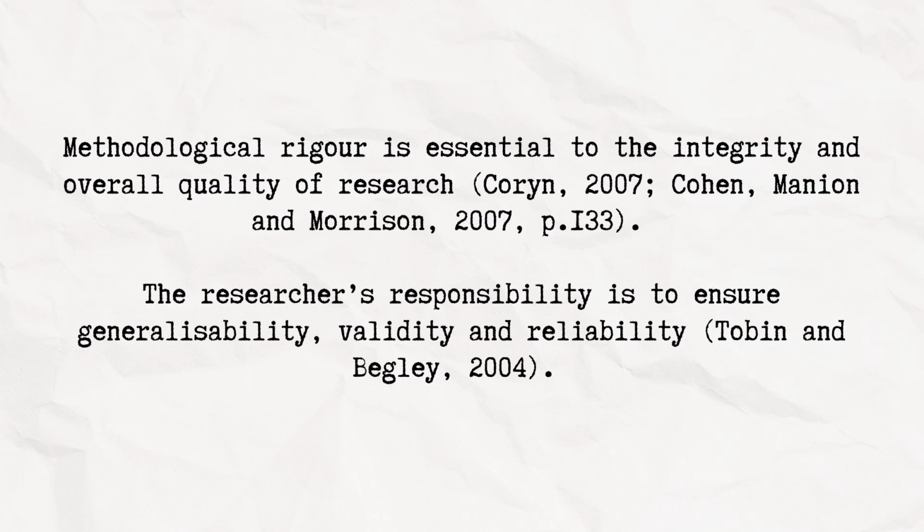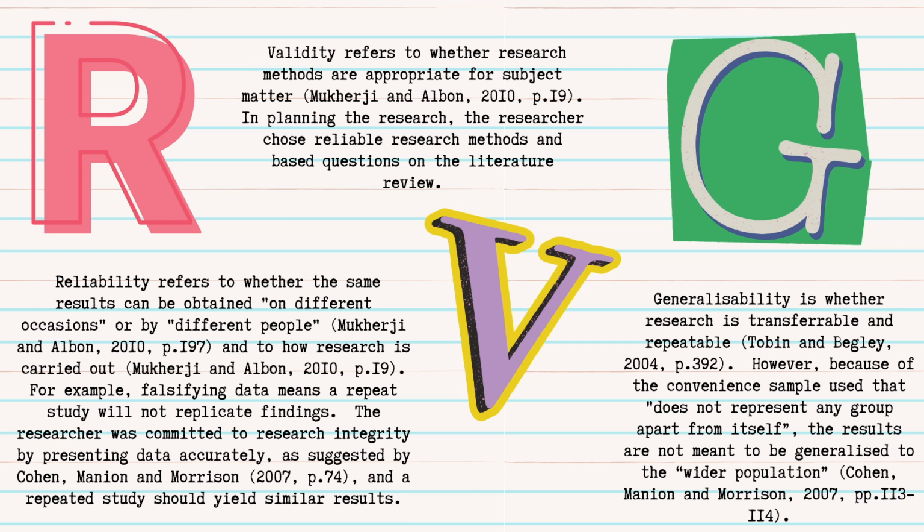I've assembled here a couple of quotes from my study. The best way to really look at these concepts is to look at how they're applied in individual studies. So let's start with reliability. Reliability refers to whether the same results can be attained on different occasions or by different people, and to the process of carrying the research out. Is it carried out with integrity?